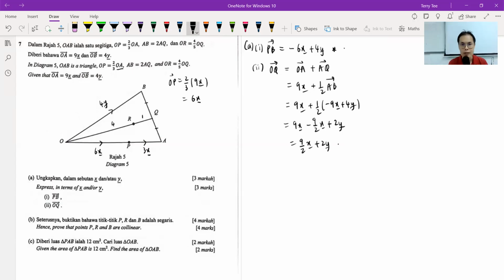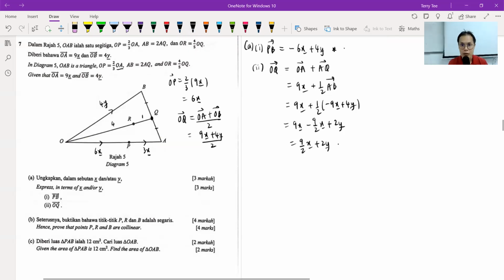Now I want to show you a shortcut, because Q is the midpoint of AB. OQ is just vector OA plus vector OB, divided by 2, right? OA is 9x, OB is 4y, you divide by 2. Isn't it the same answer? If you split them into 2, you can see it's 9 over 2 x plus 2y. It's a shortcut: you take vector OA and vector OB, add together, divide by 2, you get vector OQ, because Q is the midpoint of AB.